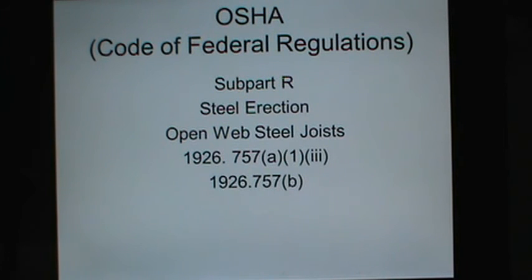757(b), attachment of steel joists and steel girders. Each end of a K-series steel joist shall be attached to the support structure with a minimum of 2 1/8-inch fillet welds, 1 inch long, or with 2 1/2-inch bolts or the equivalent.